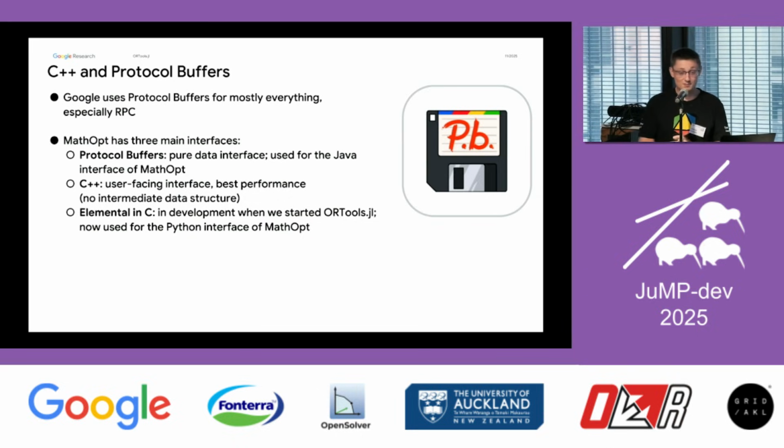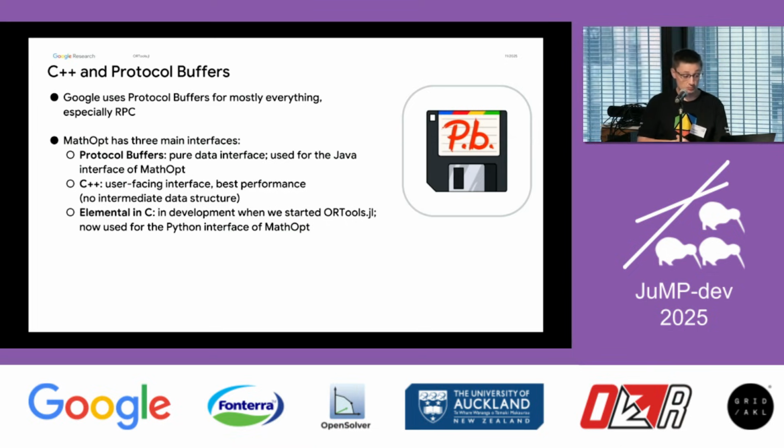Luckily for us, MathOpt has 3 interfaces. So there's protocol buffers, which is really the pure data interface. There's really no code involved. You just send a bunch of data to MathOpt using these protocol buffers. So that's how the Java port of MathOpt is implemented.